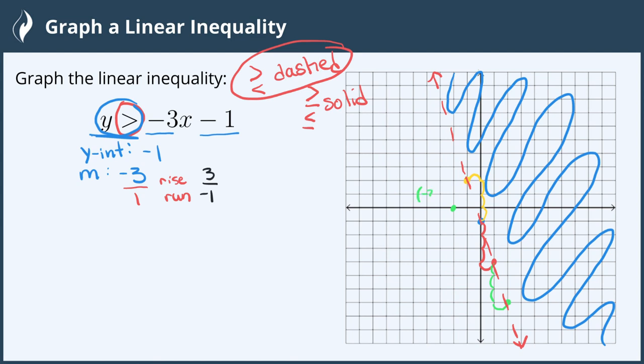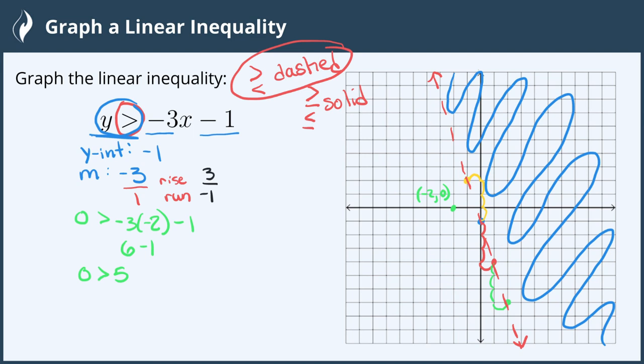We've gone to the left 2 and we've gone nowhere up and down, so it's negative 2, 0, and see if it is a solution to this inequality. If it is, it should be in the shaded portion. If it's not, then it is not in the shaded portion. So let's go ahead and substitute that in. 0 for y and negative 2 for x, so negative 3 times negative 2 minus 1. Negative 3 times negative 2 is positive 6. 6 minus 1 is 5.